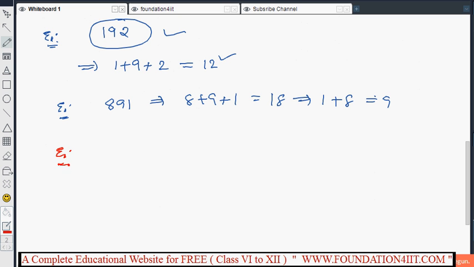One more example, 657. You add the digits: 6 plus 5 plus 7, that is 11 plus 7 is 18. So 18 is divisible by 3. So 657 is also divisible by 3.